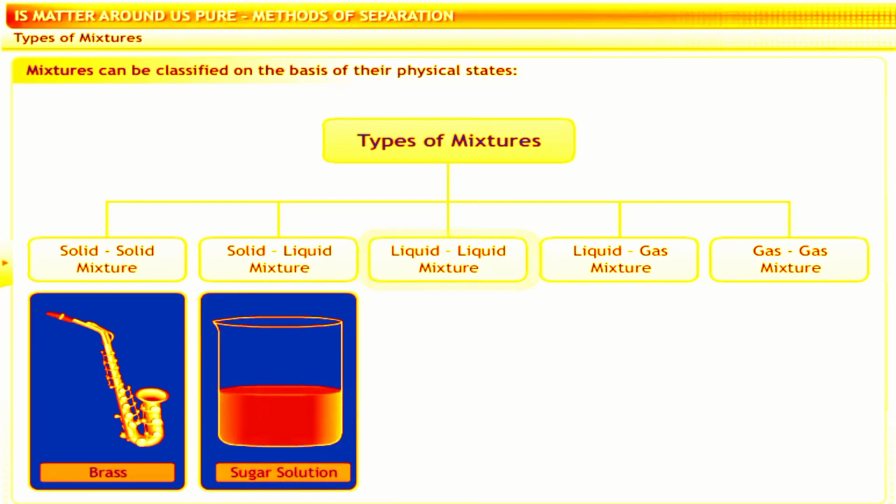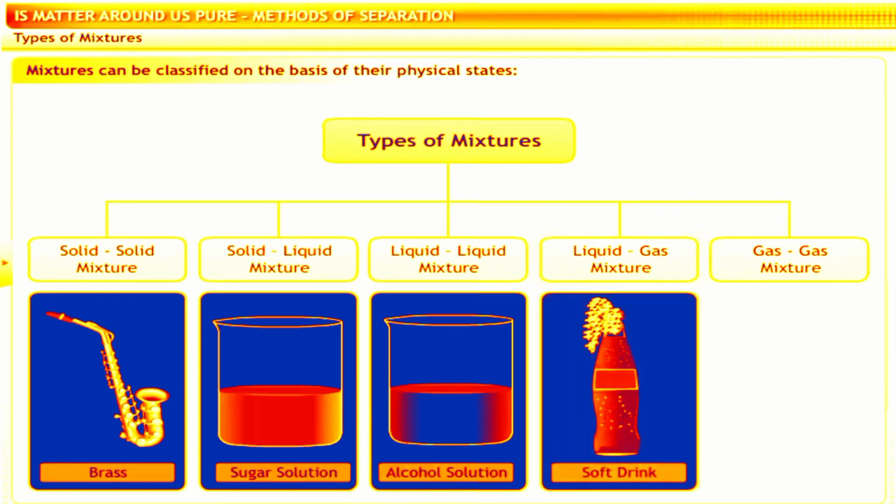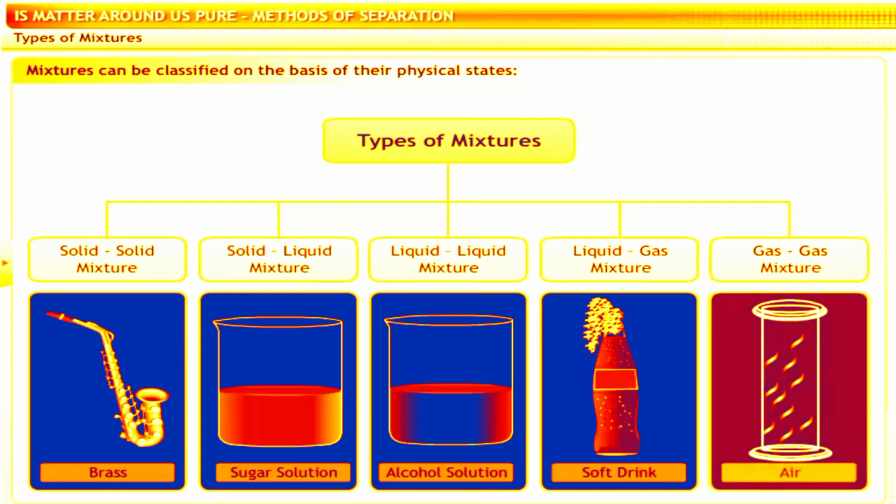Liquid mixture. Alcohol in water is a liquid in liquid mixture. Liquid, gas mixture. For example, carbon dioxide mixed in water. Gas mixture. Air forms a gas in gas mixture as it is a solution of gases like oxygen, argon, nitrogen, and carbon dioxide. If you are provided with a sample of a mixture and asked to separate the constituents, you first need to figure out the type of the mixture.